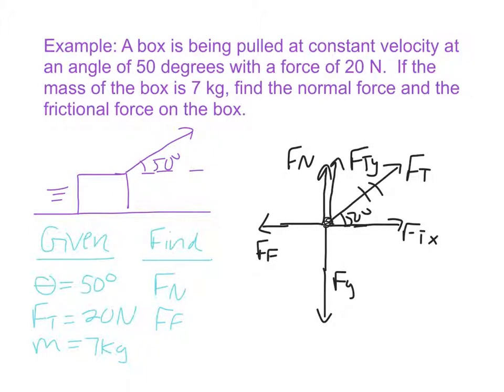I know that my tension force is 20 newtons, and I can get this x component and the y component very easily. Also, given the mass of the box, I can find the weight. It's just 7 times 9.8. So I know that the weight of my box, Fg, is 68.6 newtons. So my x component of the tension force will equal the tension force times the cosine of the angle. Ftx equals 20 newtons, cosine 50 degrees.